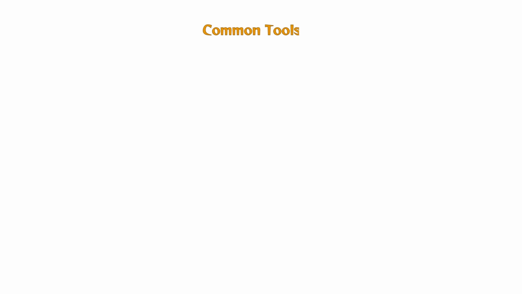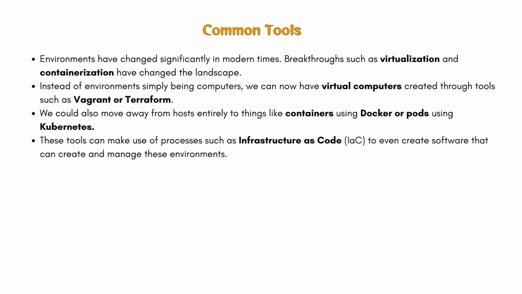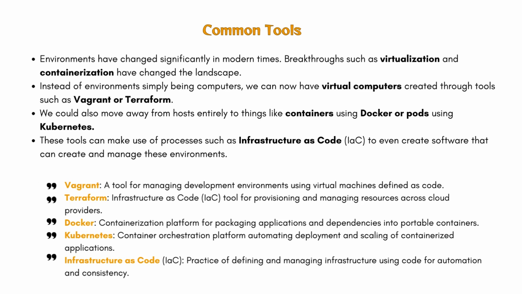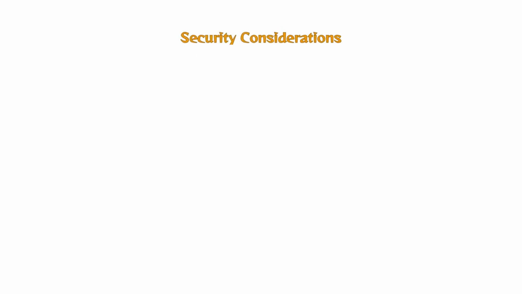Tools. Environments have changed significantly in modern times. Breakthroughs such as virtualization and containerization have changed the landscape. Instead of environments simply being computers, we can now have virtual computers created through tools such as Vagrant or Terraform. We could also move away from hosts entirely to things like containers using Docker or pods using Kubernetes. These tools can make use of processes such as infrastructure as code to even create software that can create and manage these environments.